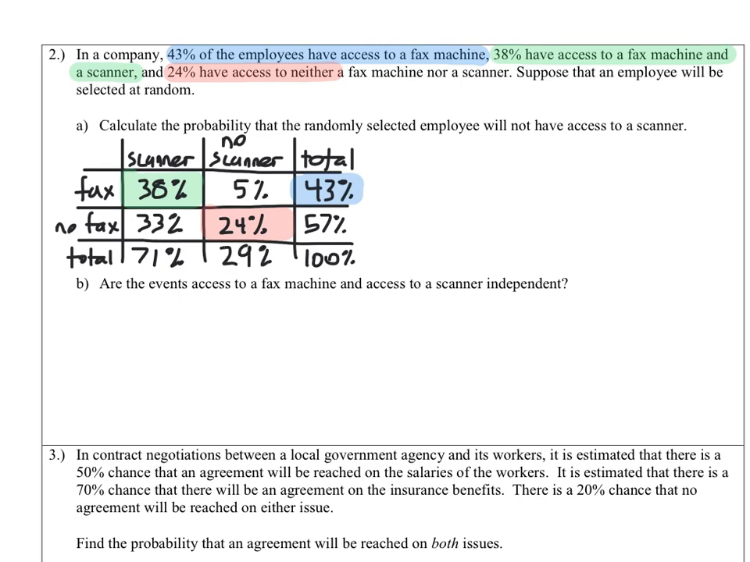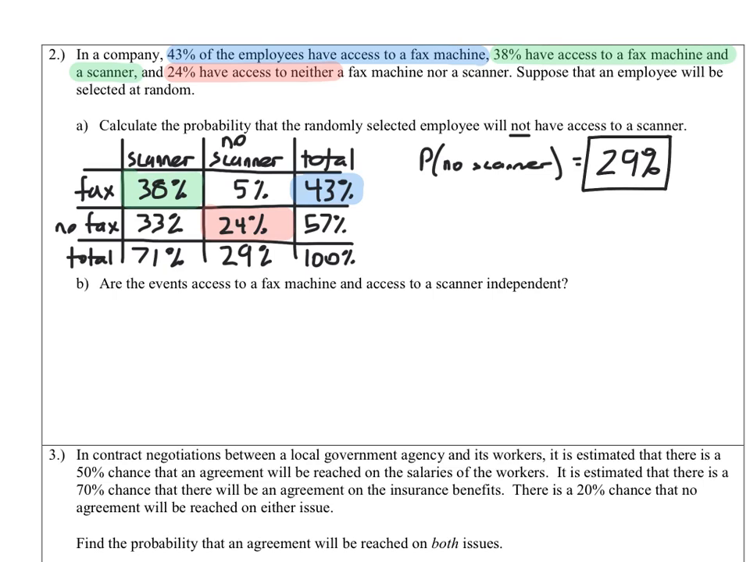So now let's look at what they want to know from this table. Calculate the probability that a randomly selected employee will not have access to a scanner. So we're looking for the probability of no scanner. That's that entire column here. No scanner is that 5% plus 24%, which adds up to 29%. 29% will not have access to a scanner.